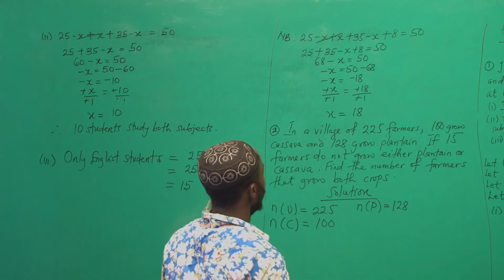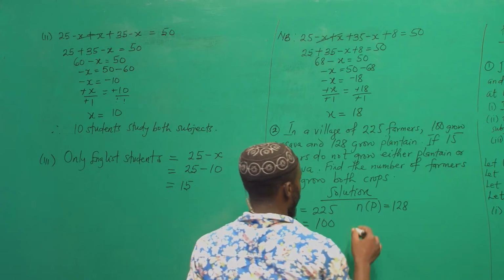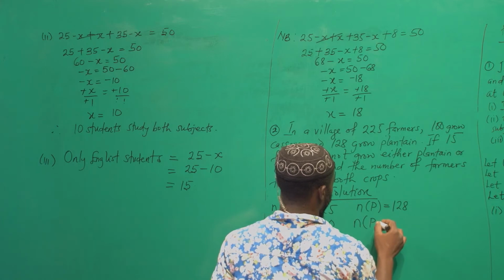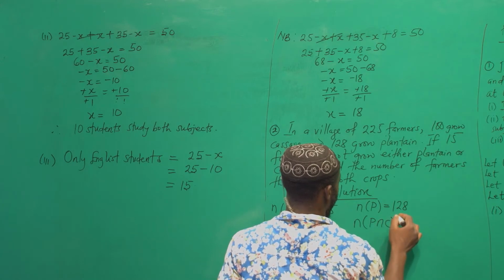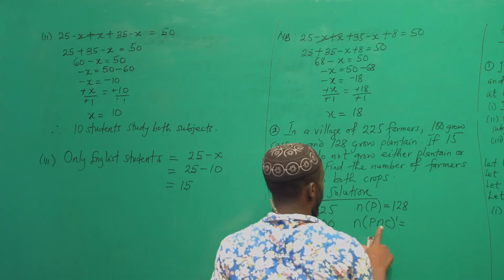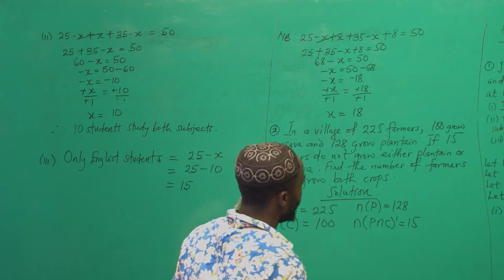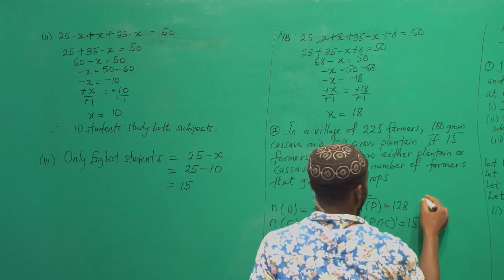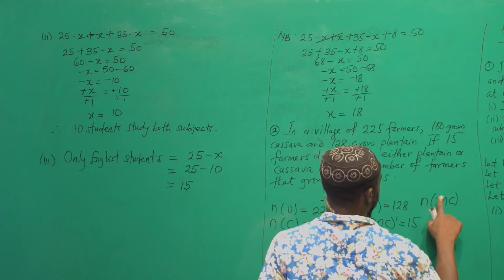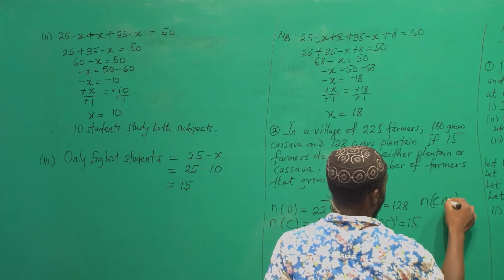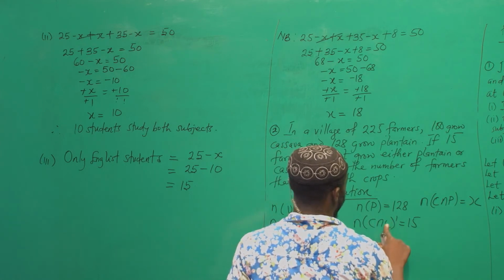Okay. Then 15 farmers do not grow any of the two crops. So let's say n of P union C complement, does not belong to both, we have 15. Then we have n of P intersection C, or the same, C intersection P, cassava and plantain, is what? x. C intersection P.